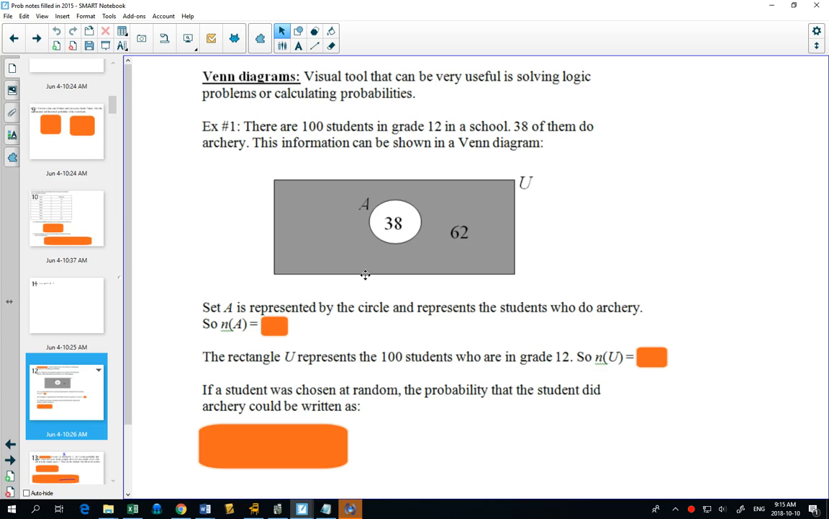So a Venn diagram is a bunch of circles in a box. Okay? And it's very useful for solving a lot of logic problems. Here is a very simple Venn diagram with one circle in one box.